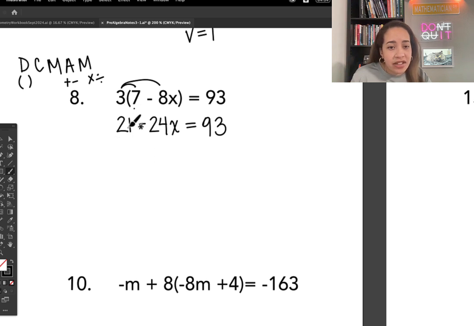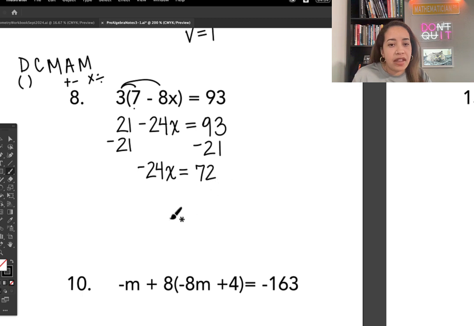This is addition. This is multiplication because we see a number right next to a letter. We know that we should undo addition and subtraction before we undo multiplication and division. So we should cancel out this 21 by subtracting 21 from both sides. Now we've got negative 24x on the left side, and on the right side, 93 minus 21 gives us 72.